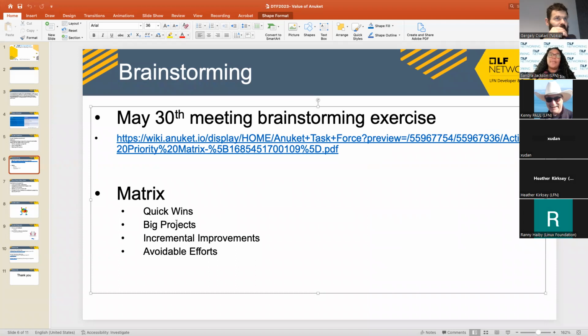Closer to our goal, the big projects are things that are going to cost us, going to take more LOE, level of effort, right? And more time, more thought, to move it forward. Then we had a section for incremental improvements, where we may be doing something, but we just need to tweak it a little bit to make it work better for our benefit. And then we had the avoidable efforts section, which was things that we've tried that were not as successful, so we're not going to spend any more effort on doing those things.